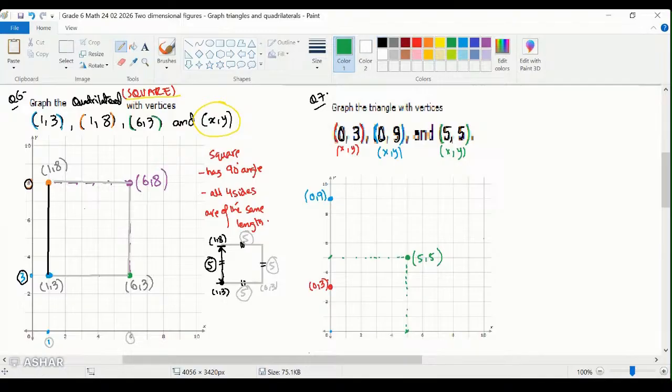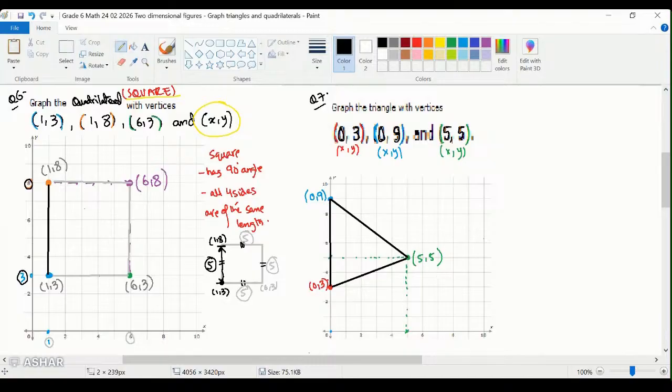So we join the 3 points together, because a triangle has 3 sides. So we need to make 3 lines, right? 3 points when joined together would form 3 lines, and 3 intersecting lines would form the triangle. Okay, thank you.